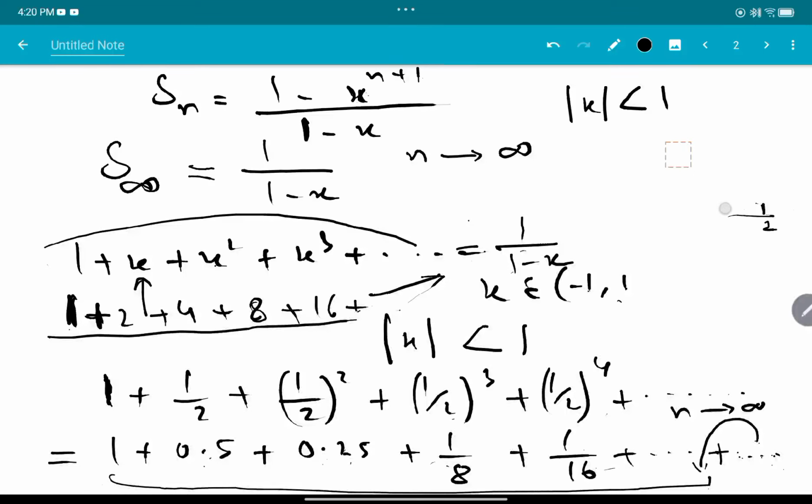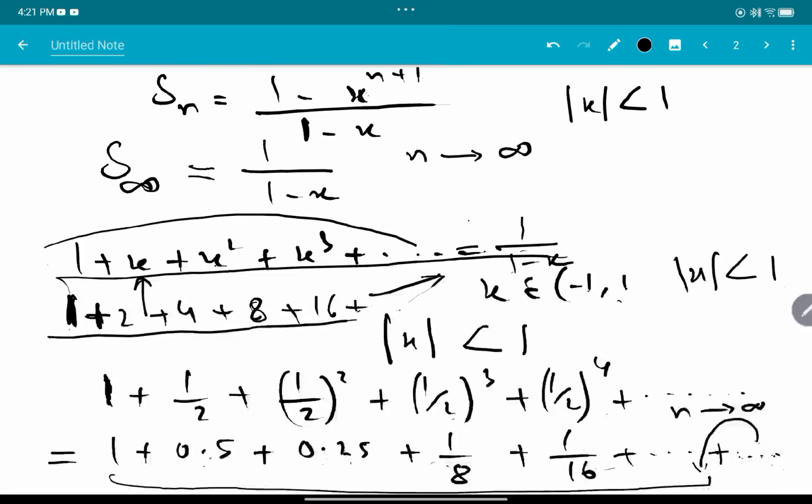What is that condition? The condition is that this x, modulus of x, should be less than 1. If you fulfill this condition, then only this is correct. Otherwise, you cannot write anything, because if that condition is not fulfilled, this infinite series will not yield a finite sum.